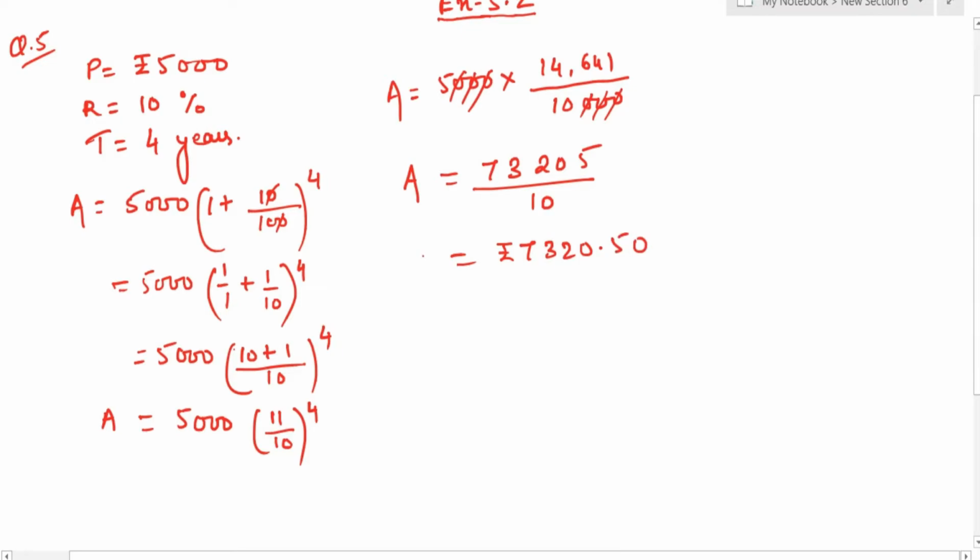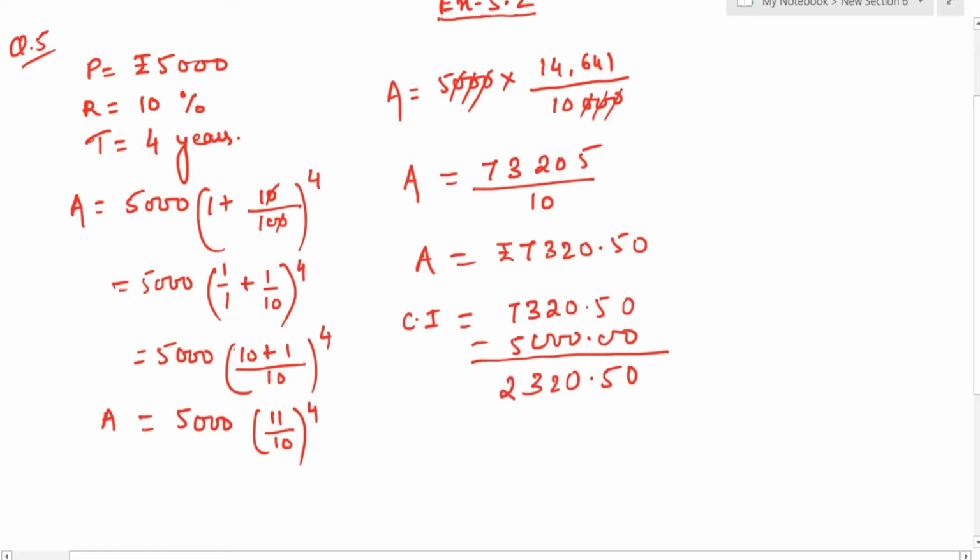Now this is the amount and you know what the formula of CI is. The formula of CI is amount minus principal. So on subtracting, we will get the CI. 0 minus 0 is 0, 5 minus 0 is 5, 0 minus 0 is 0, 2 minus 0 is 2, 3 minus 0 is 3 and 7 minus 5 is 2. So the CI is 2320 rupees and 50 paise.